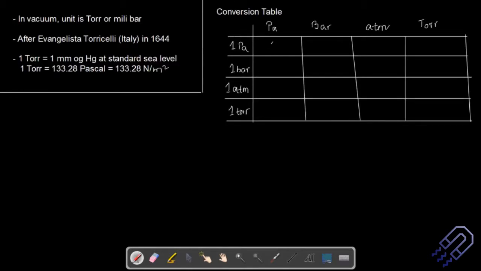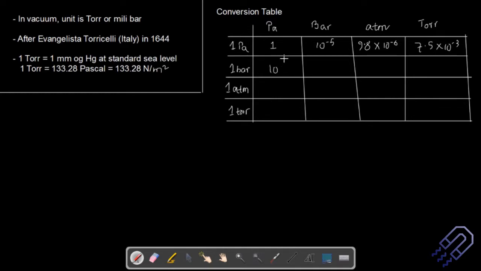So 1 Pascal will remain as 1 Pascal, we know, but 1 Pascal is equal to how many bar? If you do the conversion, 10 to the power minus 5. You can cross-check it once with whatever values I've given, but I hope this is correct. If you write it in atmosphere, it is 9.8 into 10 to the power minus 6 atmosphere. And then this is 7.5 into 10 to the power minus 3. In fact, you can try and do this table on your own after doing some calculation.